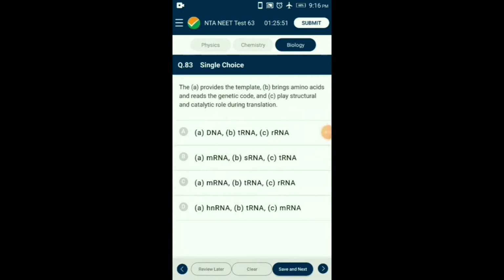Question number 83. A provides the template, B brings amino acid and reads the genetic code, and C plays a structural and catalytic role during translation. In transcription, the template strand is what is used as a template in the synthesis of mRNA.